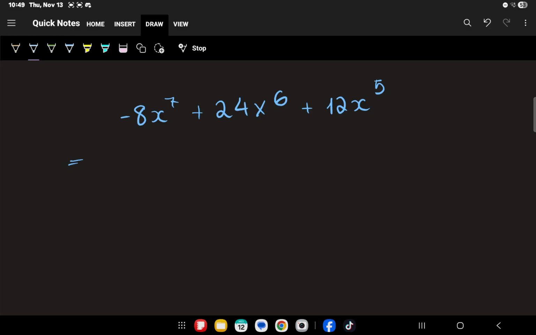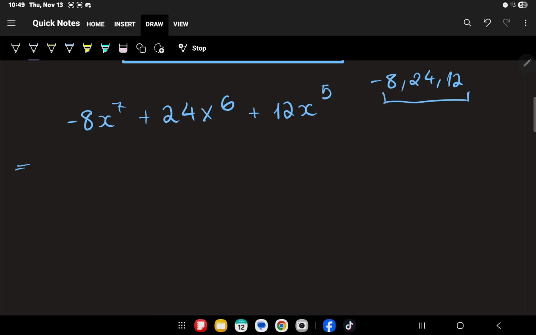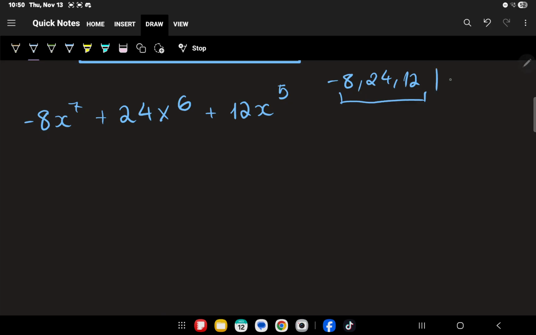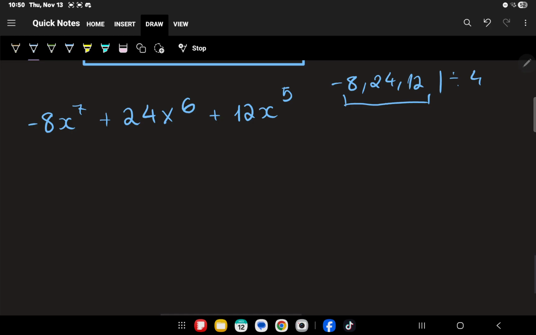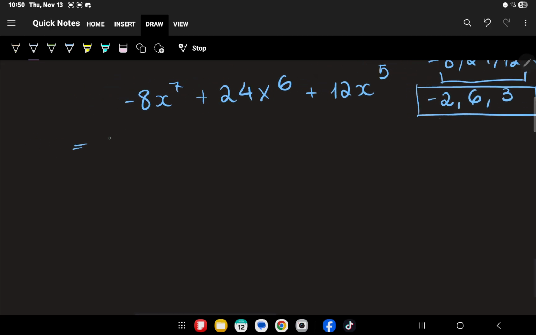So what is the biggest number that -8, 24, and 12 can all divide by without leaving a remainder? I'll give you a second to think. You can pause the video, but the answer is 4. All these numbers can divide by 4 without causing a remainder. So you can divide everything by 4, and you can't simplify this further, which means that 4 is your greatest common factor. So what we do here is take out 4.